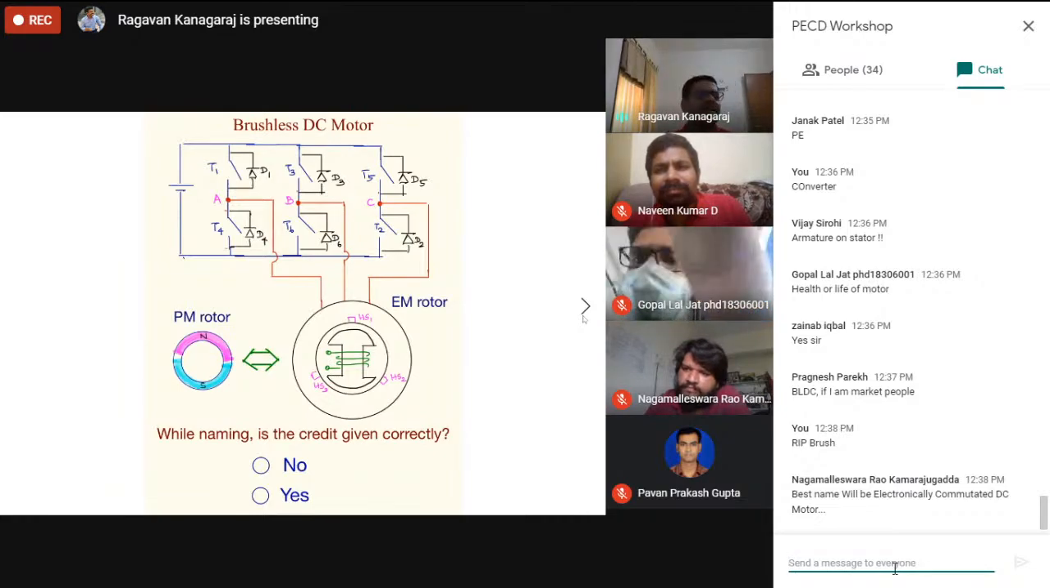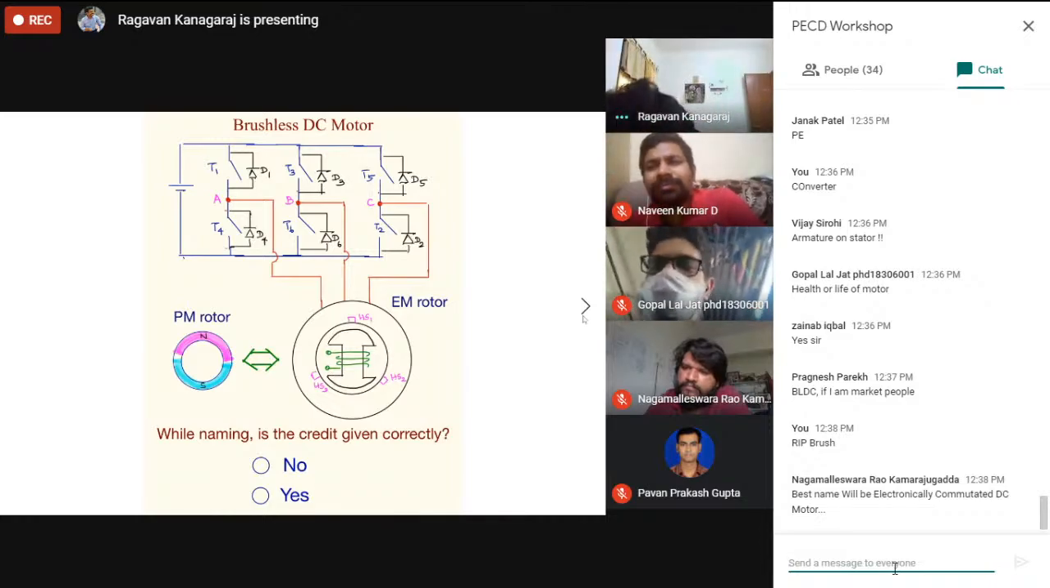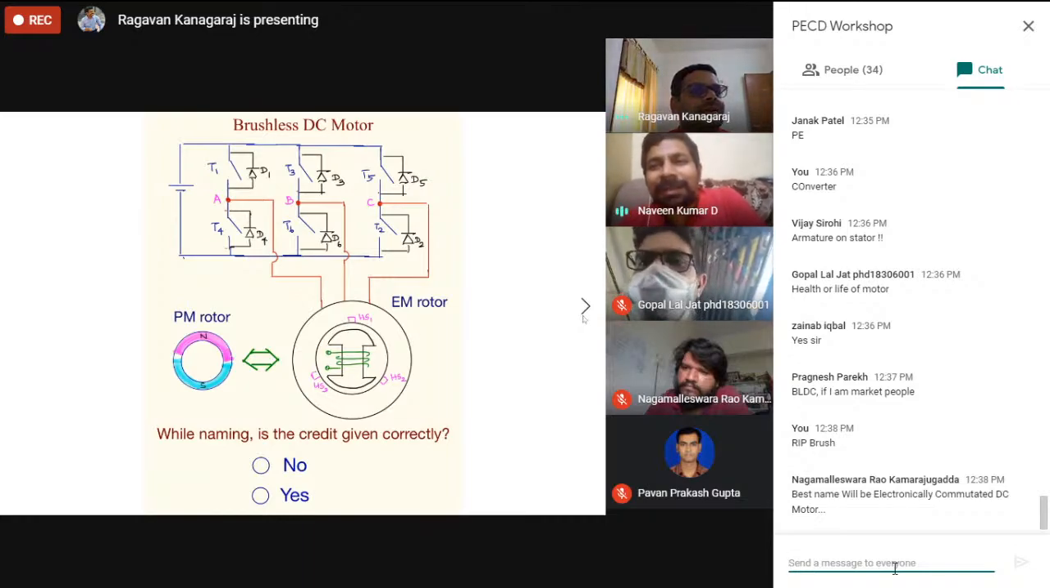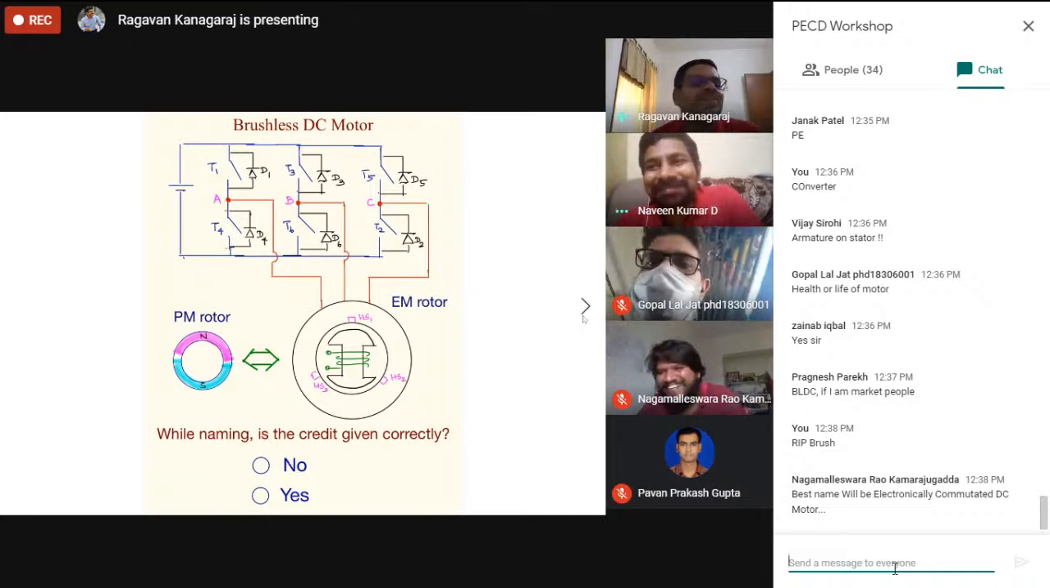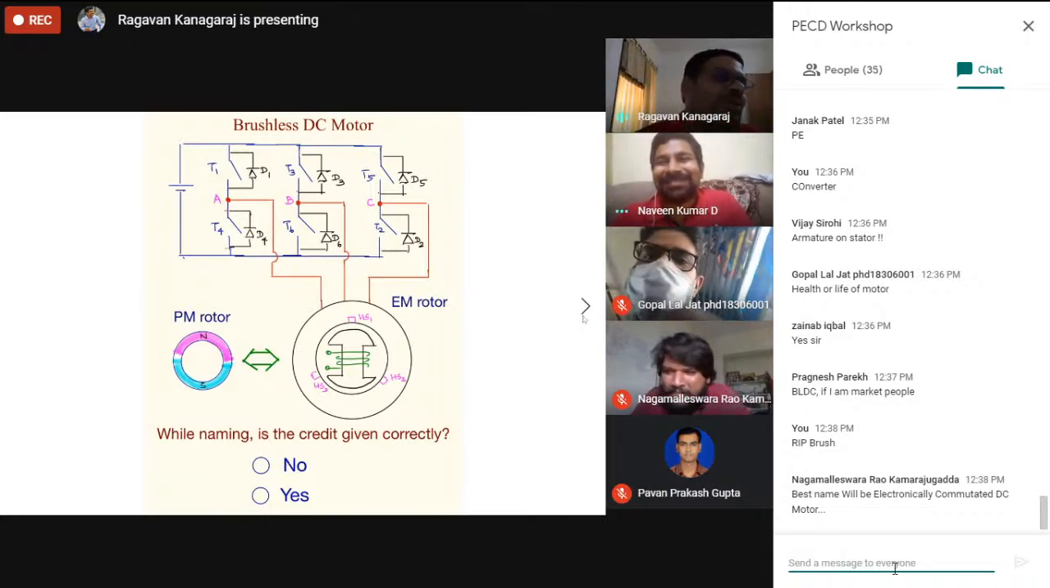In fact, strong permanent magnets we don't have. Strong permanent magnets are available there. Where? China. I will not tell that, because in case there is any problem, I don't want to be caught. Now it's Naveen Kumar D who will be caught. I don't want to tell.